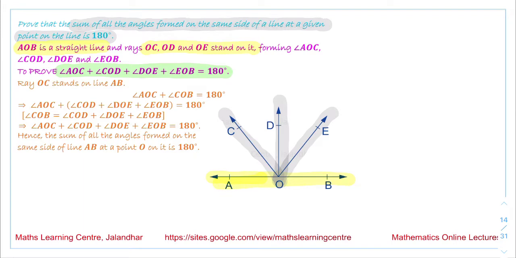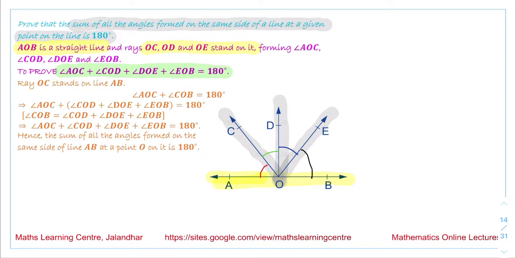We are saying that the sum of all these angles, that is AOC, this angle is AOC. Next we are talking about angle COD. Next we are talking about the angle DOE, and last we are talking about the angle EOB. The sum of all these angles is 180 degrees.